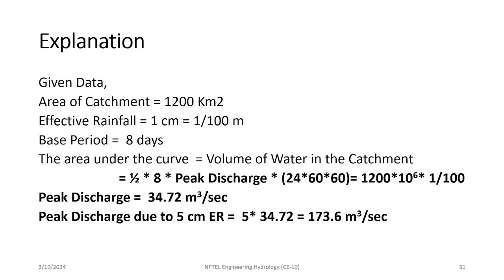Yeah, it's 34.72, and then we multiply it by 5. We got the answer. Good. So 173.6 will be the final answer. Ma'am, I hope you can see this slide. From this you can match your results. The area of the triangle was the volume of water in the catchment. From that you got it. Okay, fine. Understood. Thank you.